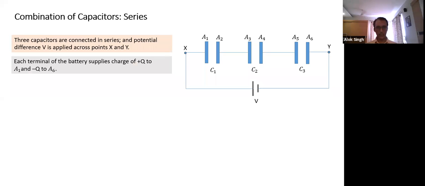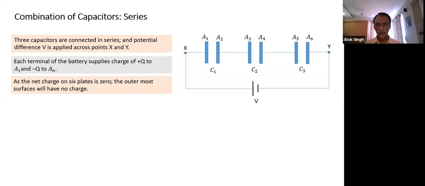What will happen when you connect? As we say, each battery terminal will supply charge plus Q to A1 and minus Q to A6. So what charge transfer takes place here? Plus Q will go to this side, and the charge can only reach A1. Can it go beyond A1? No, this is a separation, so it can reach only A1. So if the battery supplies charge Q on this side, this charge Q reaches A1 and minus Q reaches A6. You could have also thought of it as shifting charge Q from A6 to A1. Both are the same.